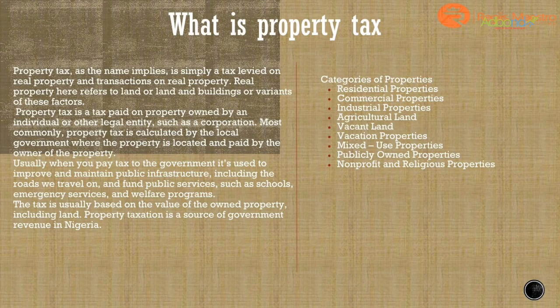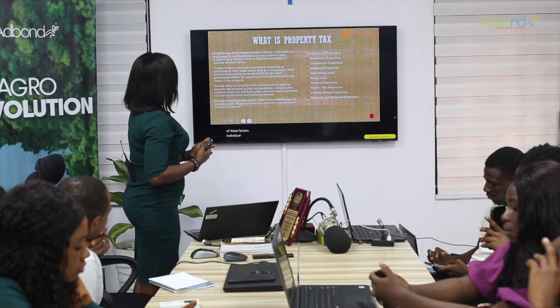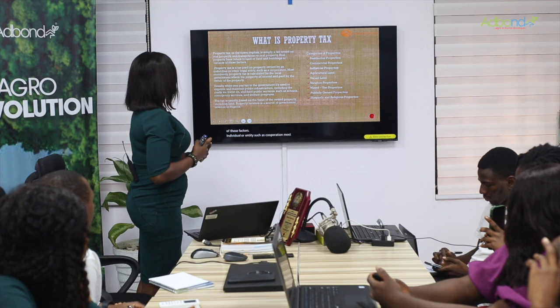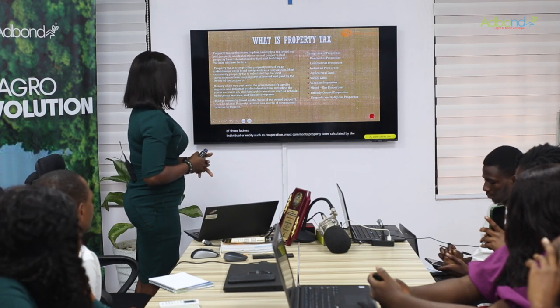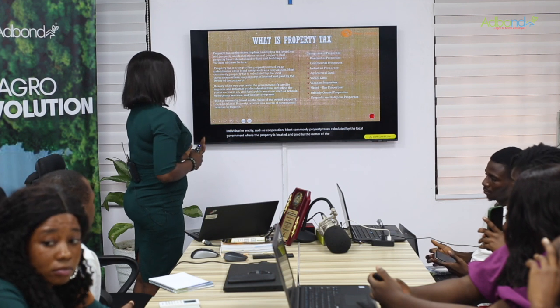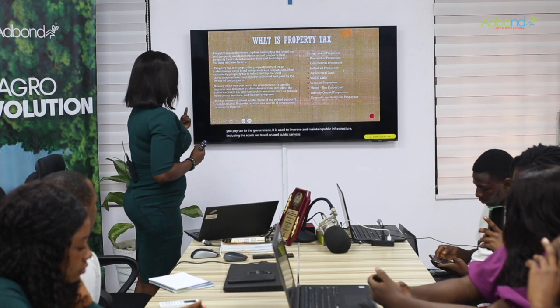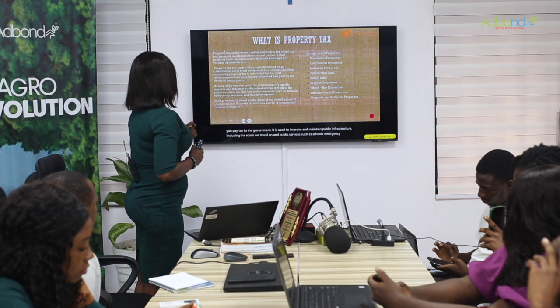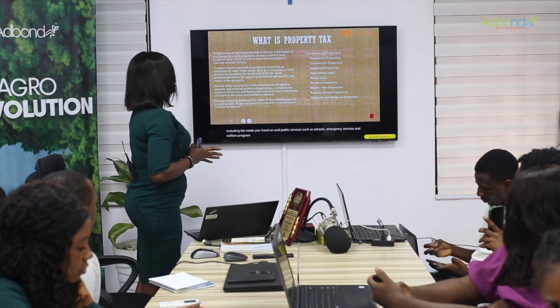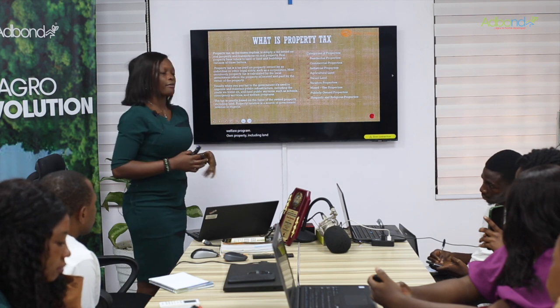What is property tax? Property tax, as the name implies, is simply a tax levied on real property and transactions on real property. Real property here refers to land or land and buildings, or variants of these. Property tax is a tax paid on property of an individual or legal entity, such as a corporation. Commonly, property tax is calculated by the local government where the property is located and paid by the owner of the property. Usually, the tax paid to the government is used to improve and maintain public infrastructure, including the roads we travel on, and public services such as schools, emergency services, and welfare programs. The tax is based on the value of owned property, including land. Property tax is a source of government revenue in Nigeria.